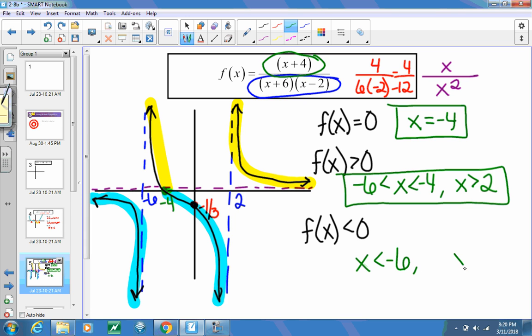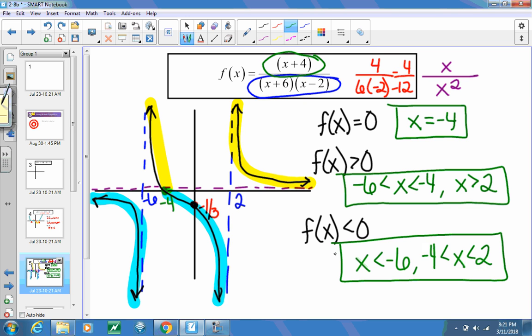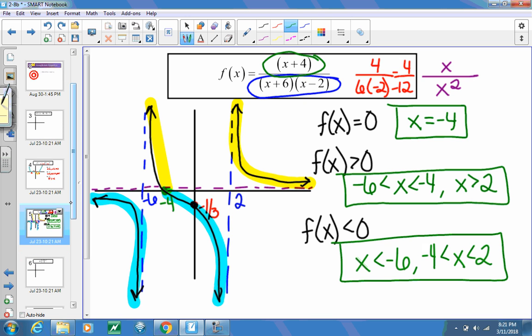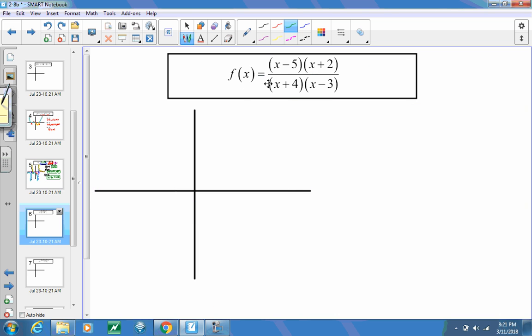And then also we have for when x is going to be greater than -4, but less than +2, and 2 being one of those vertical asymptotes. So very similar to working with our polynomials. Let's take a look at another one.